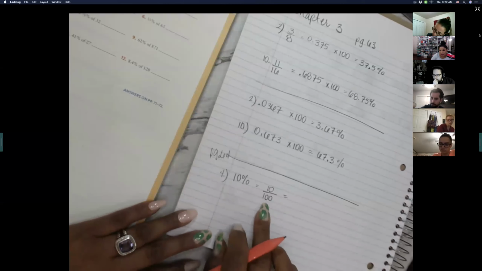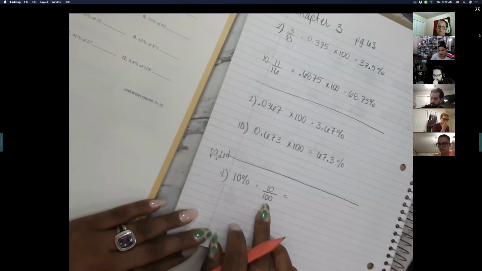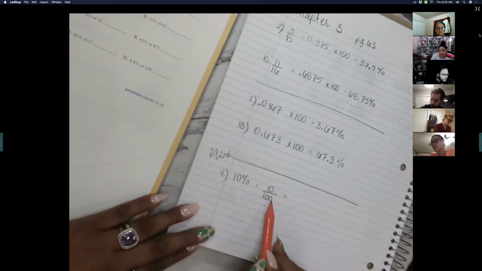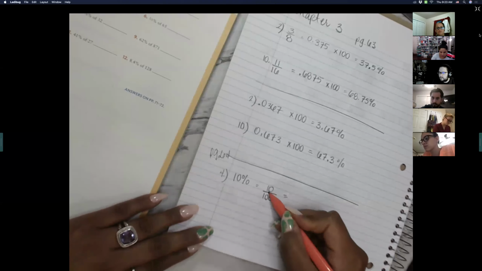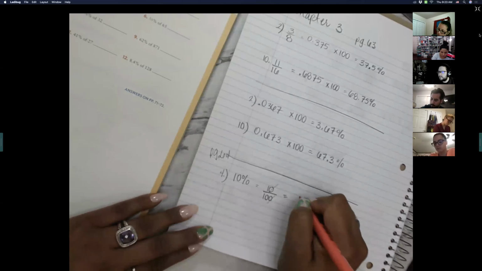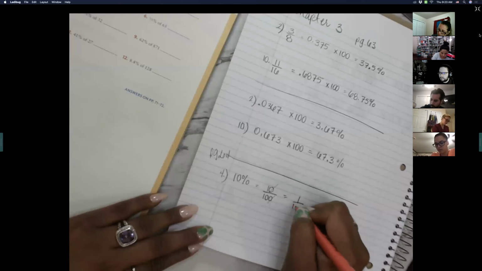So 10 out of 100. Here's an easy math trick that we're going to use a lot. If I have zeros in my numerator and zeros in my denominator, an equal quantity of zeros cancel each other out. So I can cancel 1 zero from the top with 1 zero from the bottom. So my reduced proper fraction is 1 over 10.